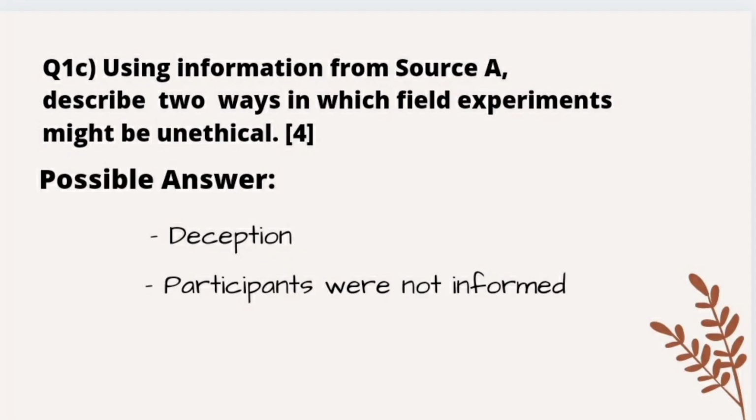Okay, so now we move on to part C. So in part C, this is a 4-mark question, and you need to give 2 reasons in order to get full 4 marks. So in part C, the examiner asks us, use information from source A, describe 2 ways in which field experiments might be unethical.